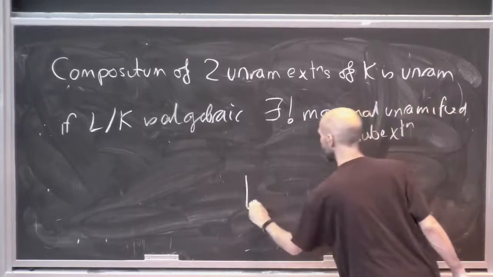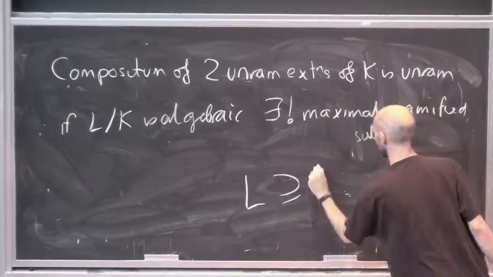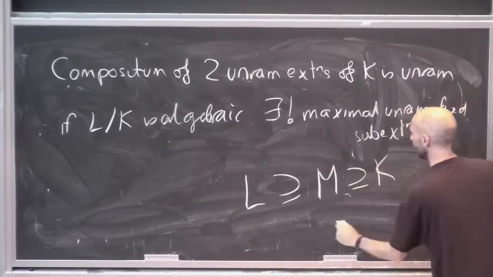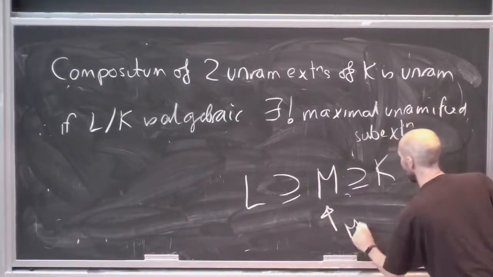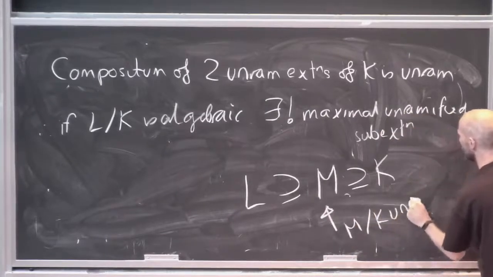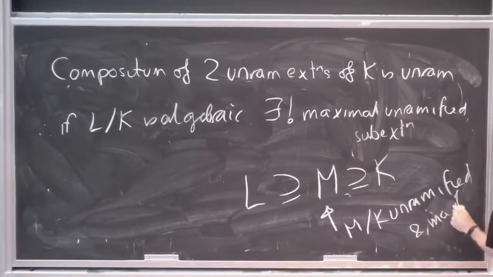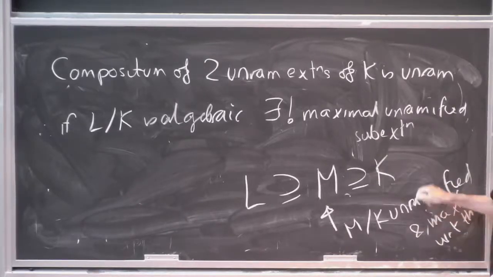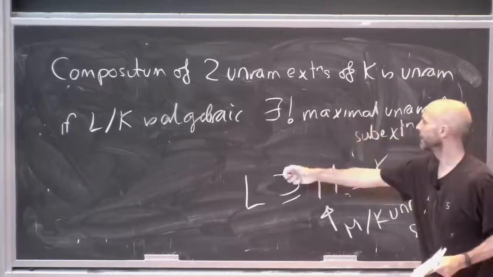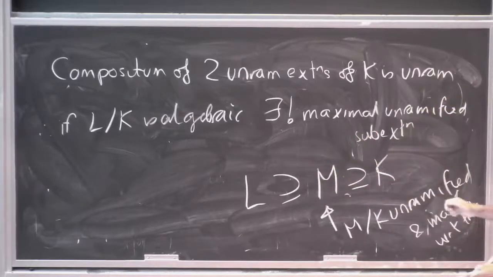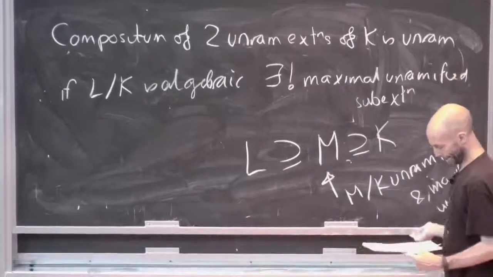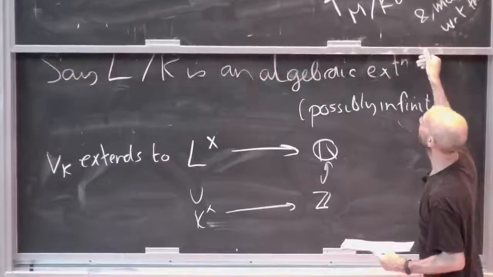So L contains, let's say, M, which contains K. This is maximal, M over K unramified, and maximal with respect to this property. And if L over K is Galois, we're interested in Gal L over K. We haven't got enough tools to say anything about that yet, but now we know something about Gal M over K.